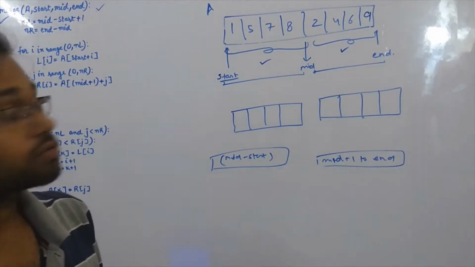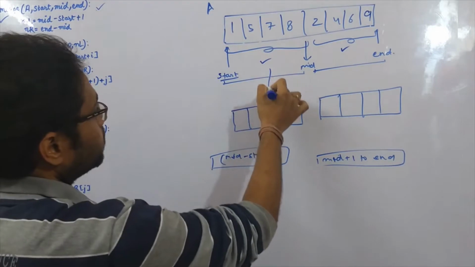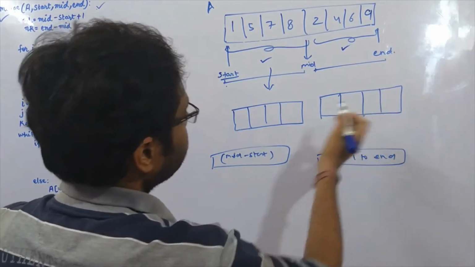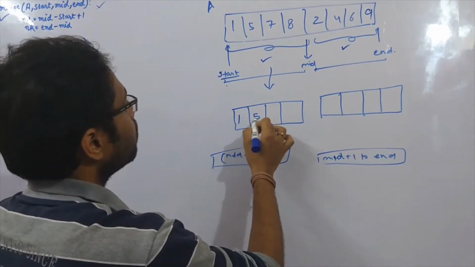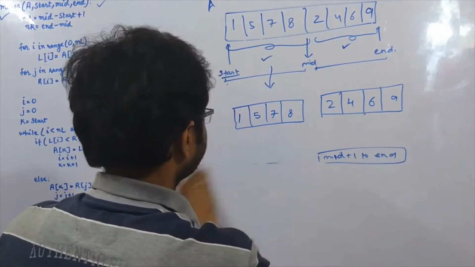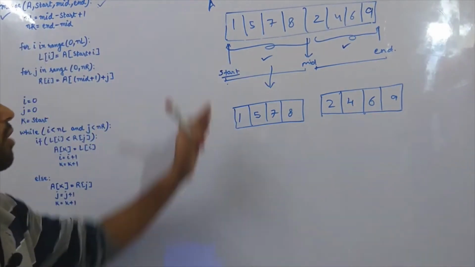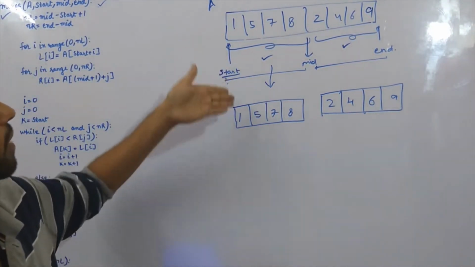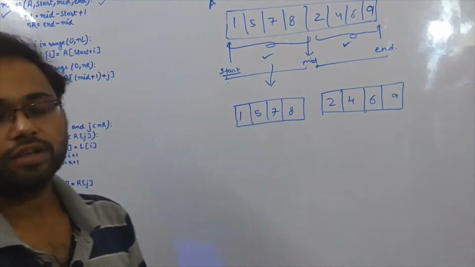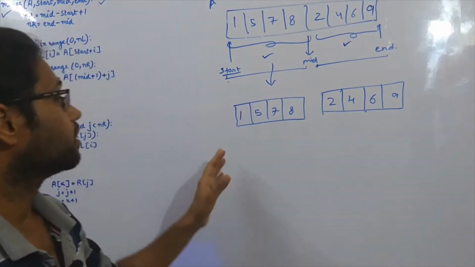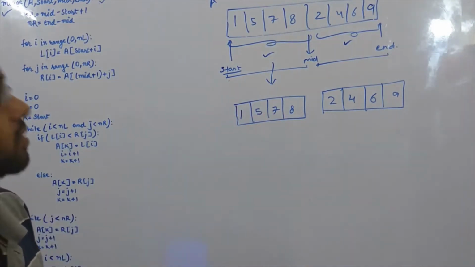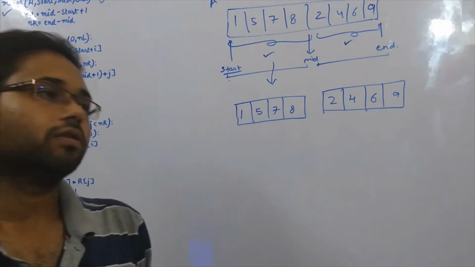Our next step is to copy from start to mid into the first array and from mid plus 1 to end into the second array. So I will copy 1, 5, 7, 8 and 2, 4, 6, 9 into these two arrays. Copying will take order of n time, as we just have to copy it. These two new arrays will also have a space complexity of order of n, as we are creating two arrays of total size start to end, that is n elements. Suppose we assume that the elements are n.